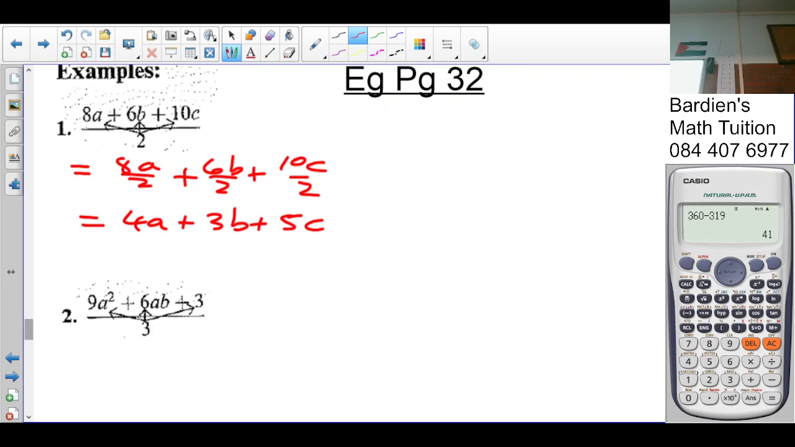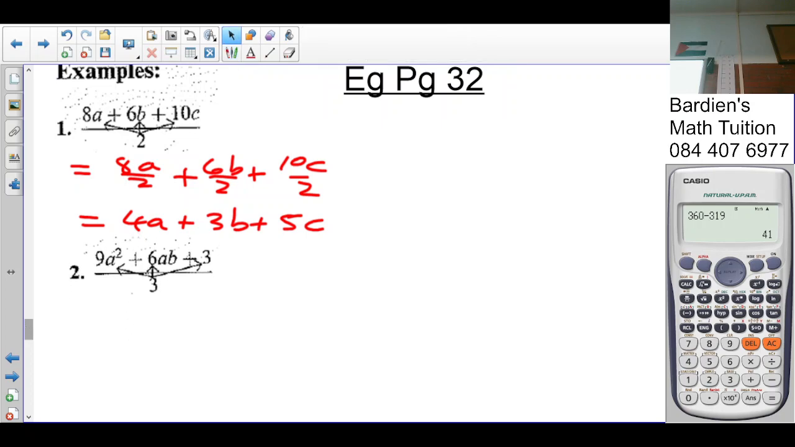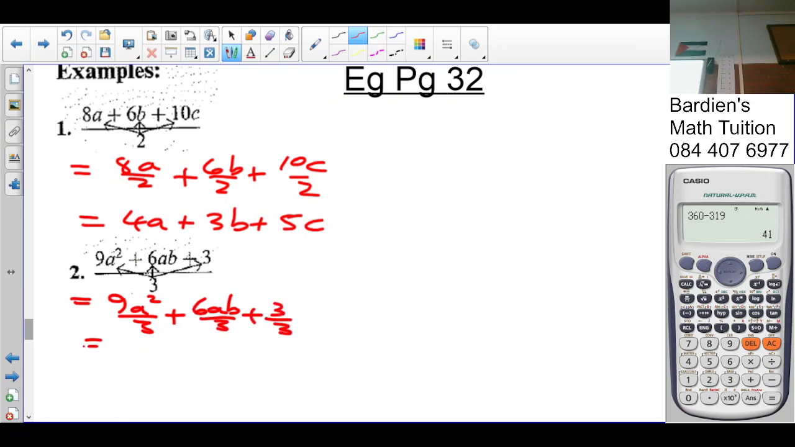Let's look at the next one. Number 2. So it's going to be 9a squared over 3 plus 6ab over 3 plus 3 over 3. What is 9a squared over 3? 3a squared. What is 6ab over 3? 2ab. What is 3 over 3? You guys get the idea?